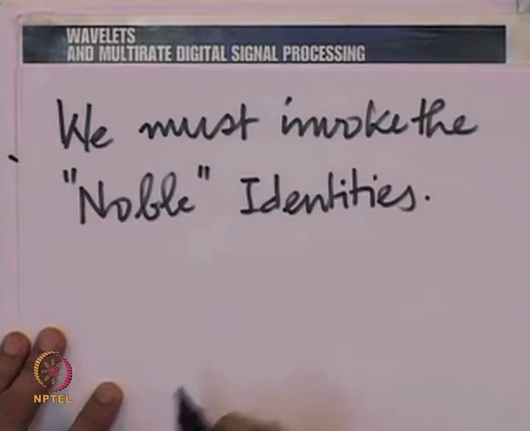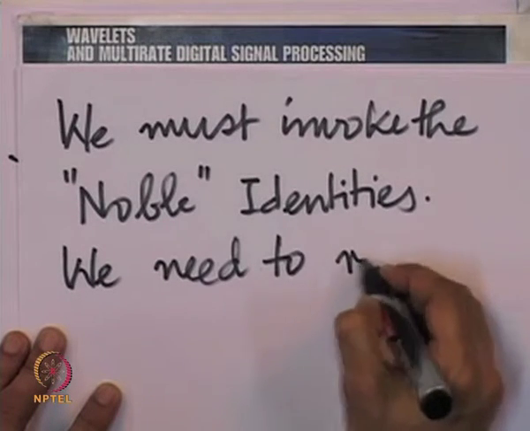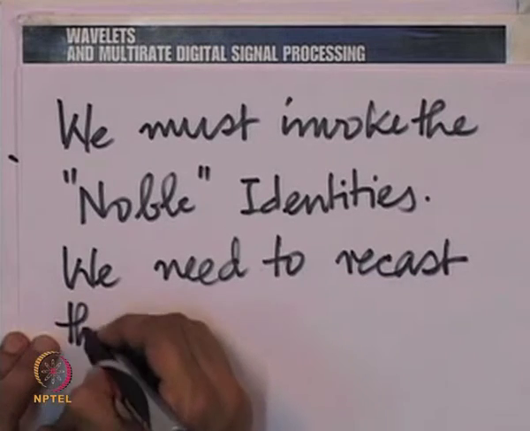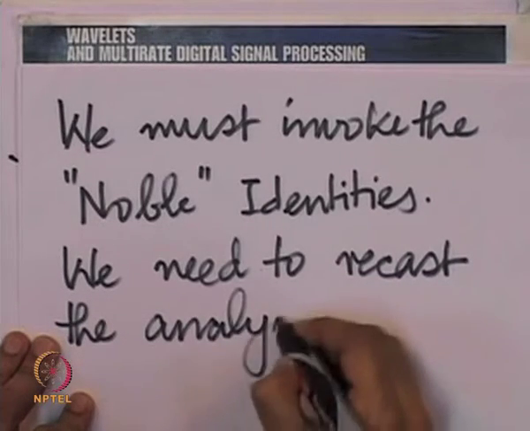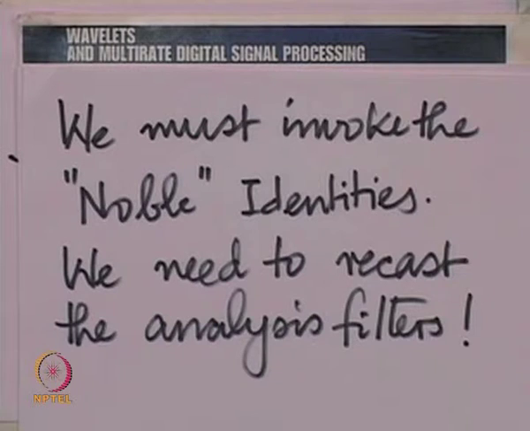And to invoke the noble identities, we need to recast the analysis filters. How do we recast the analysis filters? We must recast them in such a way that we can interchange the downsampler and the filtering operations. Now, in this case, let us rewrite the two analysis filters in such a way that we have operations that are interchangeable with downsamplers.